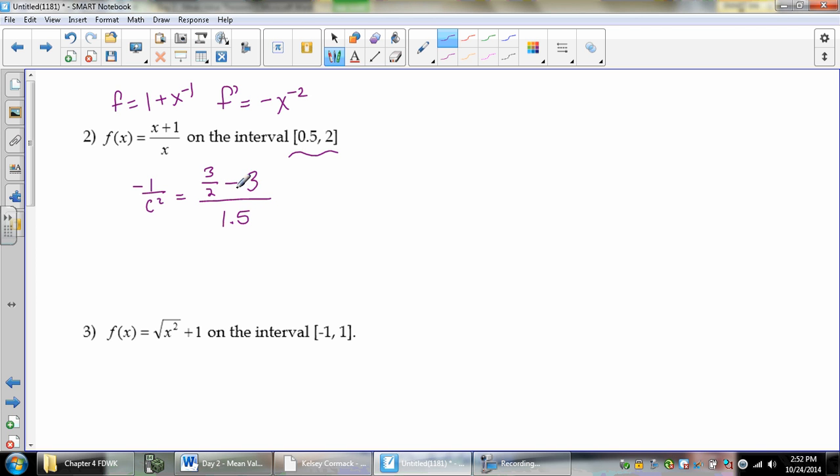F of b minus f of a over b minus a. So 3/2 minus 3 is negative 1.5. Divided by 1.5 is negative 1. So negative 1 over c squared equals negative 1. So c squared equals 1. So c equals plus or minus 1. Now I'm going to check my interval. Negative 1 would not be included, so I'm just going to keep the positive value.